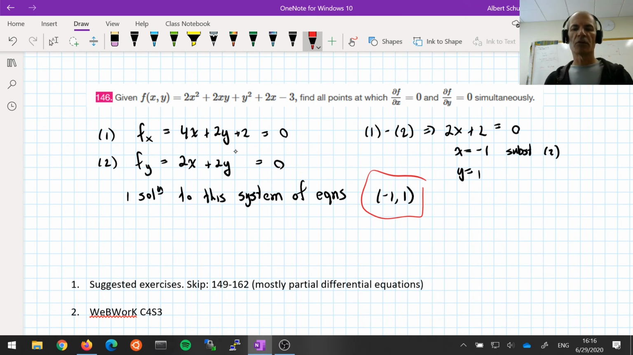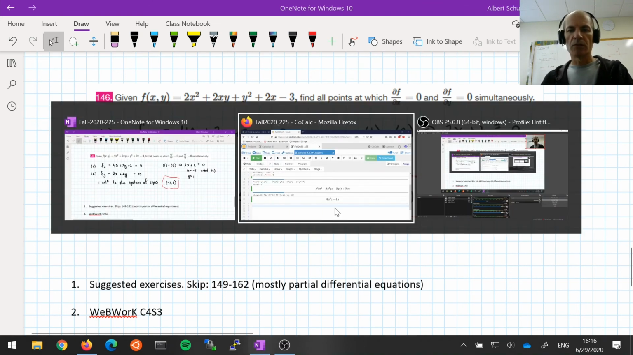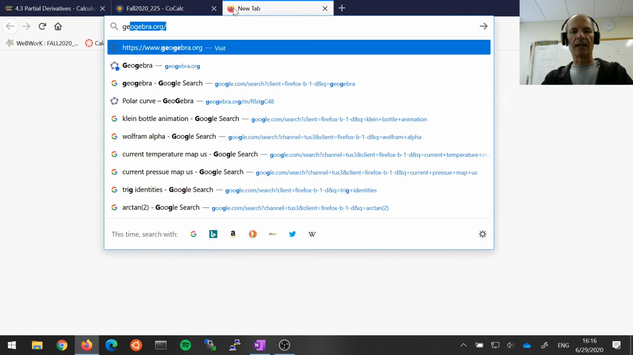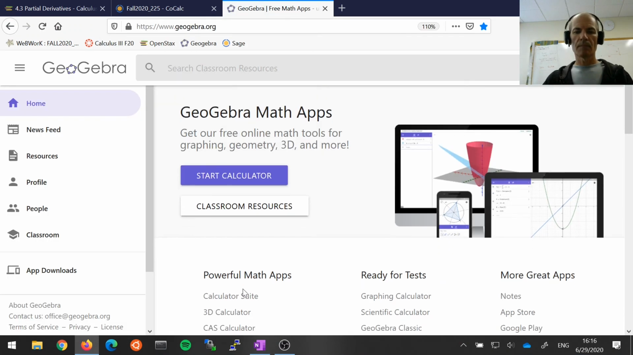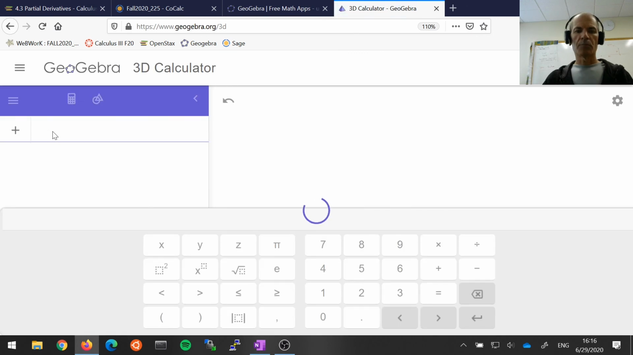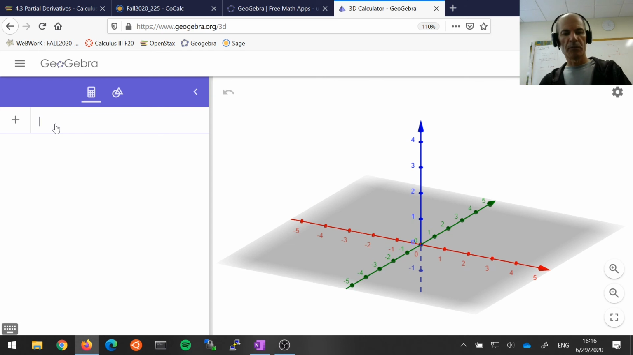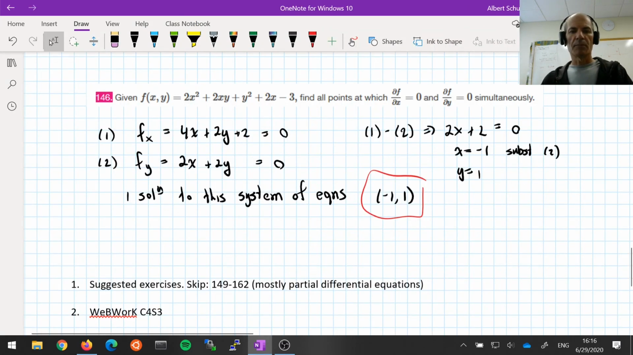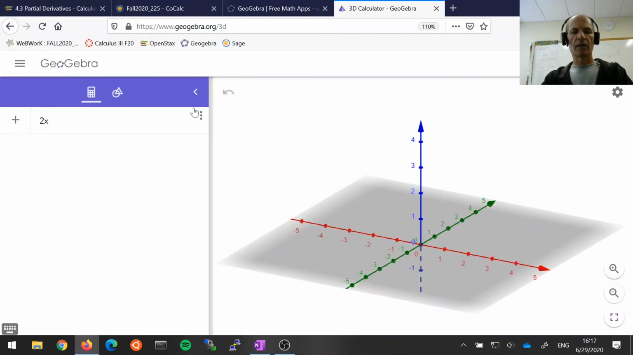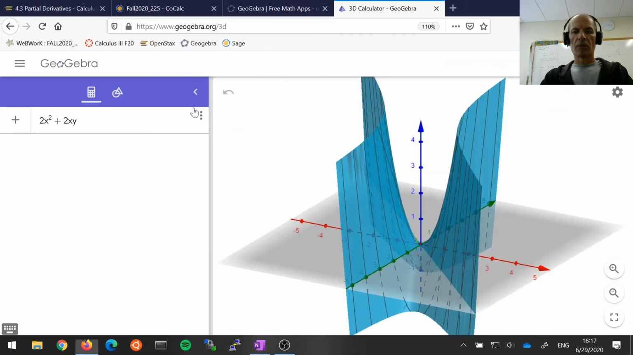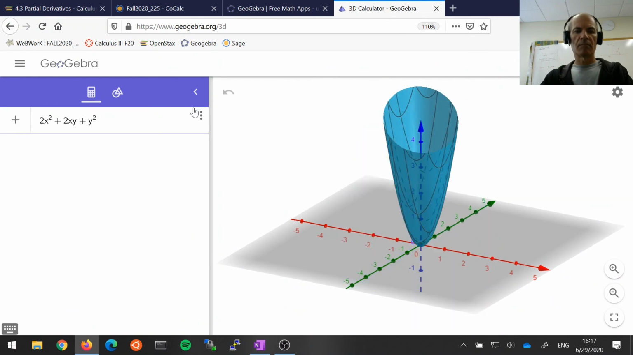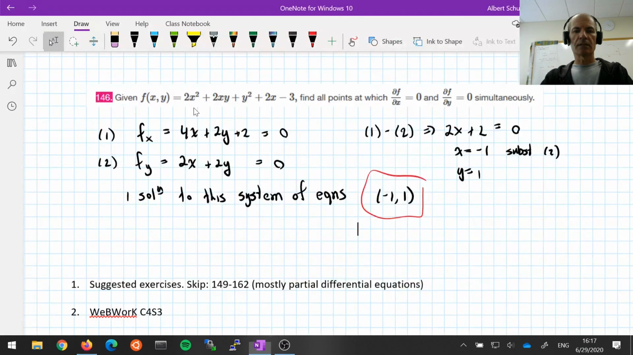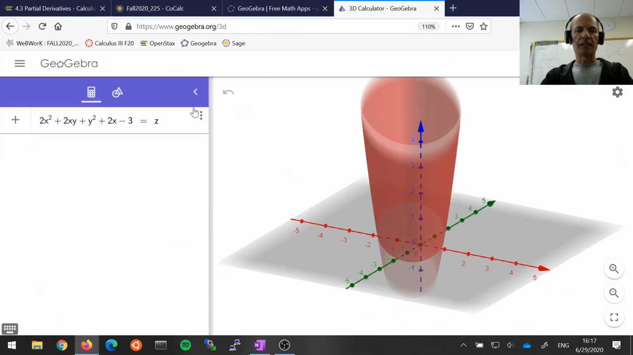But let's go quickly over to GeoGebra and have a look at this surface and see if we can't figure out what's actually happening at the point negative 1, 1 in the domain. So we'll go over and invoke GeoGebra, and we'll pull up the 3D calculator. And let's plot this function of two variables and see what the surface looks like. We're talking about 2x squared plus 2xy plus y squared plus 2x minus 3 equals z.